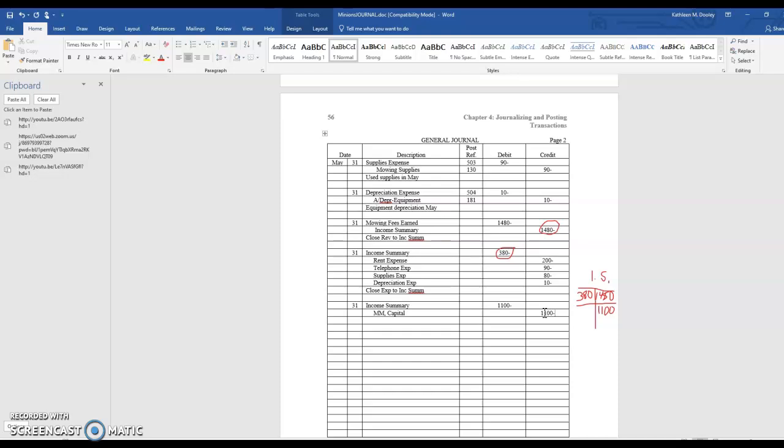Notice that I did not close capital. I didn't say, oh, capital and income summary, so I'll just debit capital for $5,000 and credit income summary. Then you would have closed out at least the beginning capital. Okay, you never want to do that. Okay, we're closing income summary. Always worry about the stuff that you're closing first.